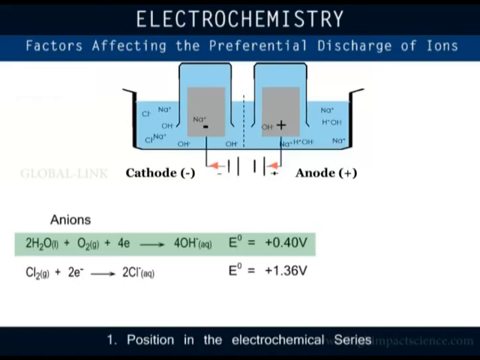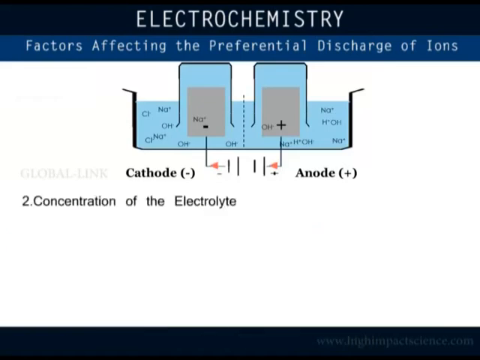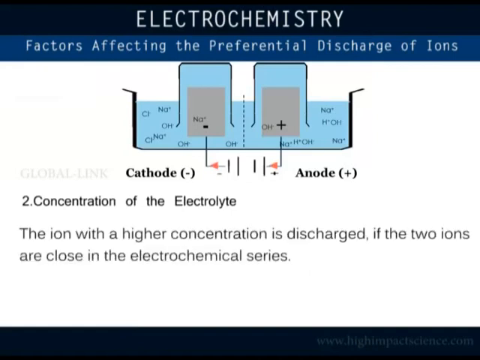And secondly, the concentration of the electrolyte. The ion whose concentration is higher will be preferentially discharged, but only if the 2 ions are close in the electrochemical series.